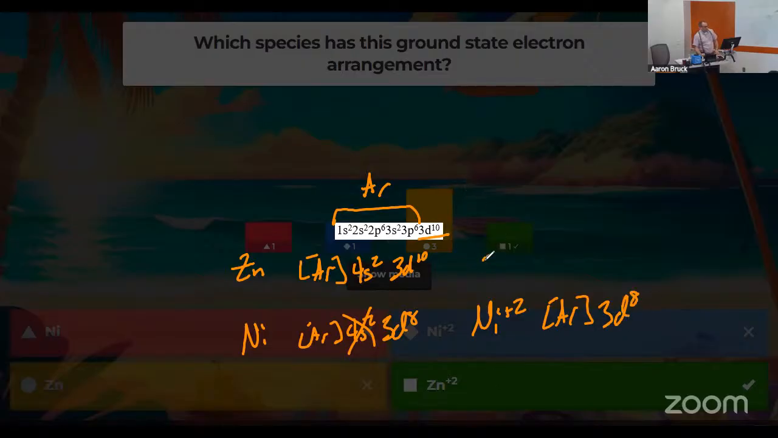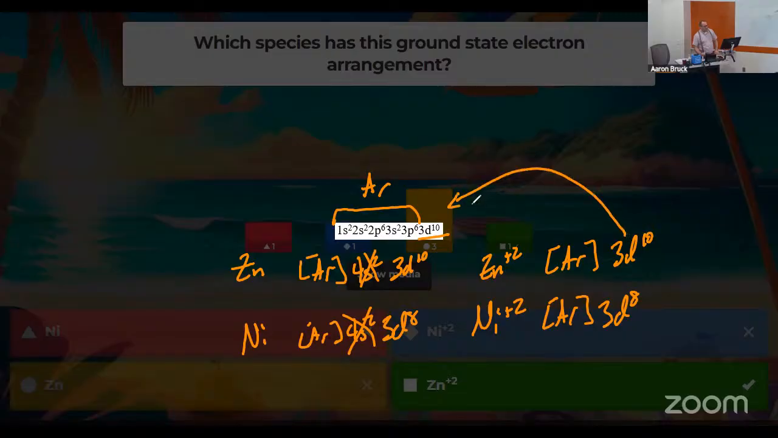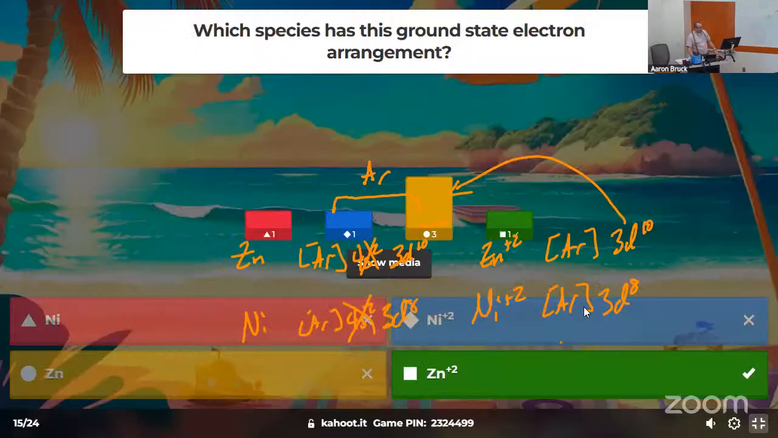In the case of zinc 2 plus, we're going to lose those 2 electrons. It's going to be argon 3d10, which happens to be the thing that we're looking for. So green square was the correct answer here. We were looking ultimately for that configuration, the 3d10. So that gave us a zinc 2 plus ion.